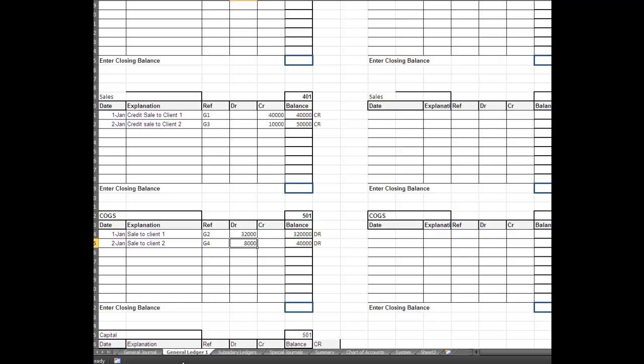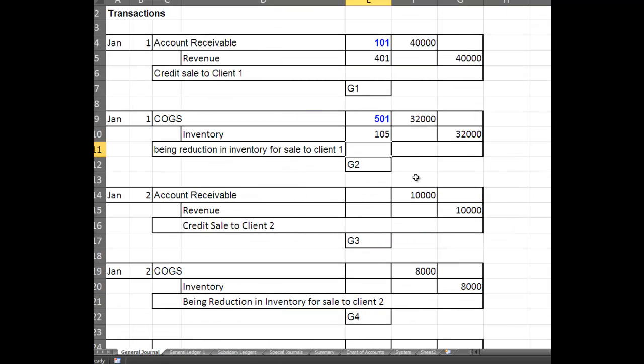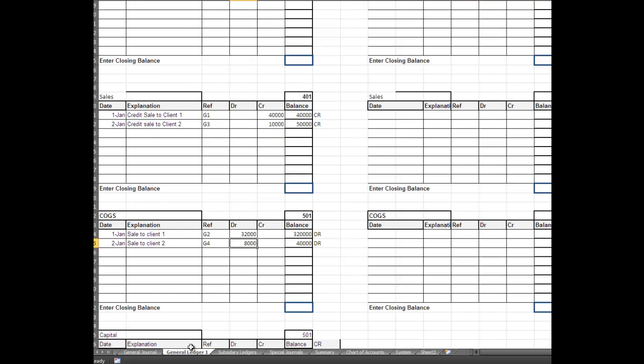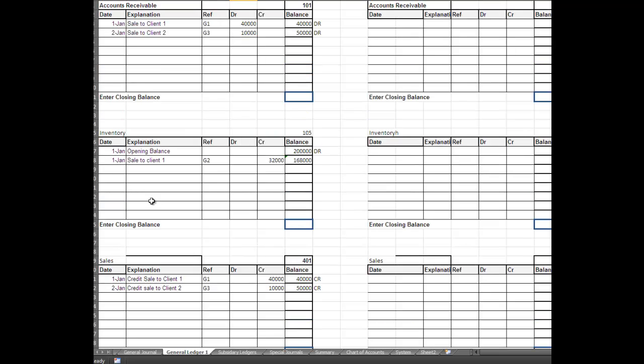Where did this 8,000 come from? Let me just go back here and show you. It is that 8,000 in here. So cost of goods sold is 8,000 from there, and the inventory that we'll see up the top is 8,000 there. So now we'll go to the inventory credit. 2nd of January, and that is sale to client 2, journal G4, $8,000, and so the balance comes down to 60,000, and the balance is still a debit.